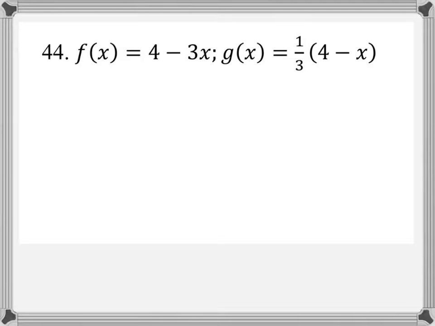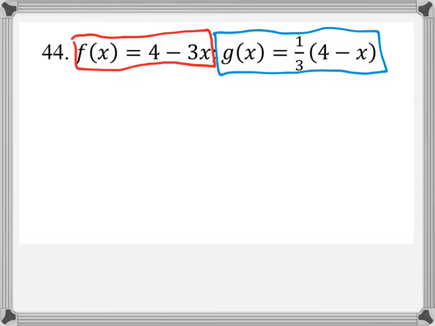Okay, finally, let's look at f of x being 4 minus 3x and g of x equaling 1/3 times 4 minus x. I'm going to use red again for my f of x function, blue for my g of x function, and we're going to look at f of g of x. So this is the alternate form of writing composition. So here, when it's written in this notation, we'll do the inside function first.